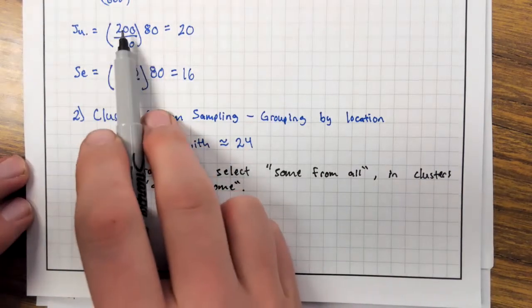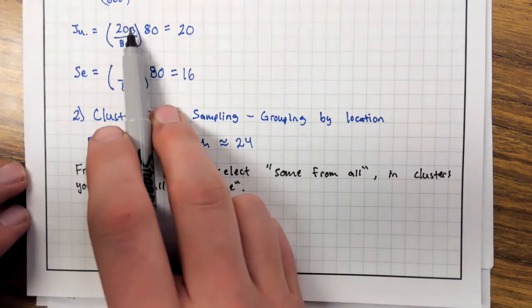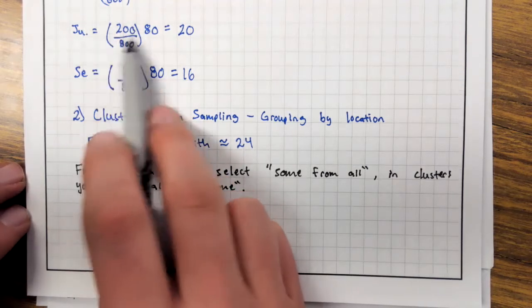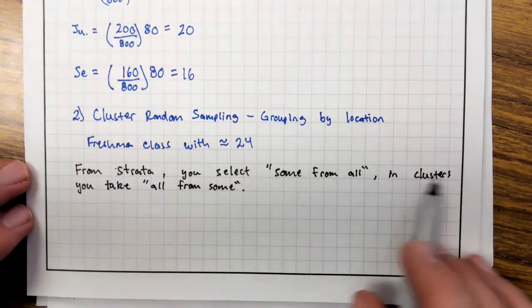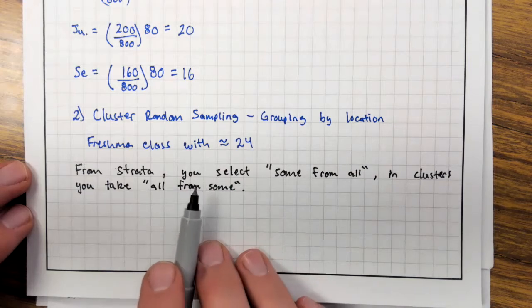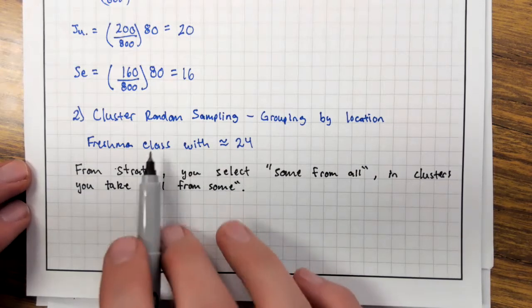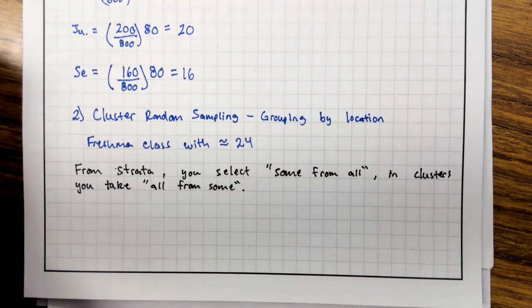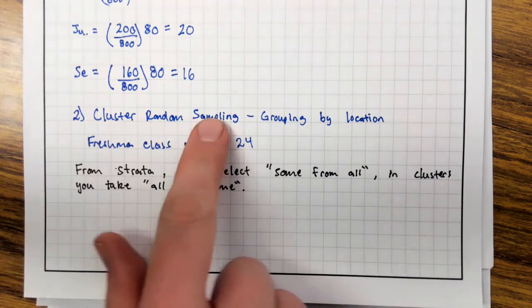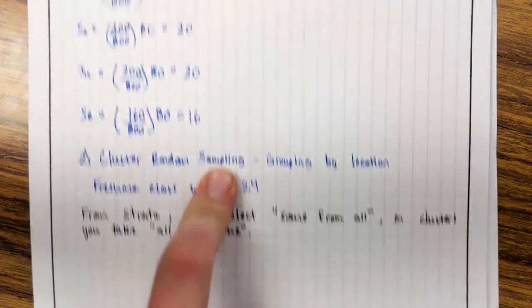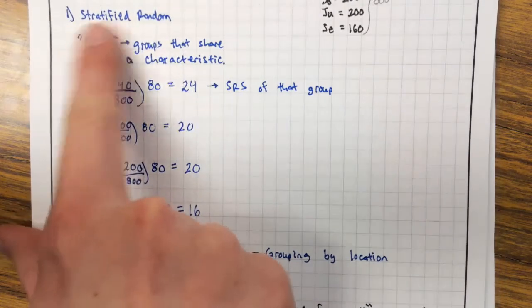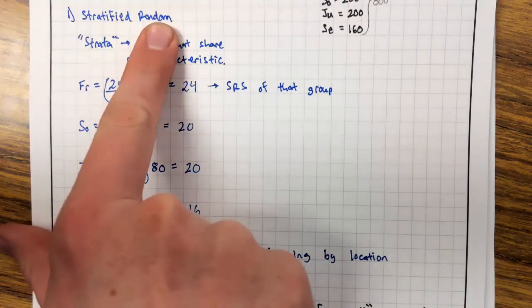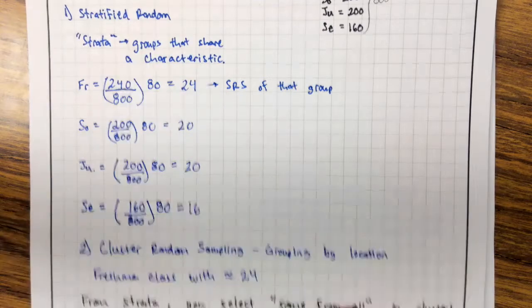In the stratified sample, I was randomly selecting some people from this group of juniors. Whereas in the cluster, I was taking all of the students from this class. And so that's the big difference between stratified and cluster. Awesome. Cluster is definitely easier to do, requires a lot less effort, but stratified is a better way of guaranteeing that you are representative of the population.